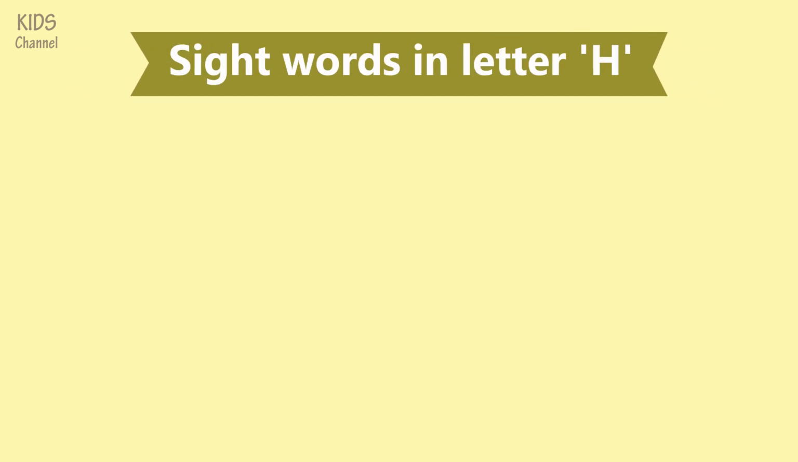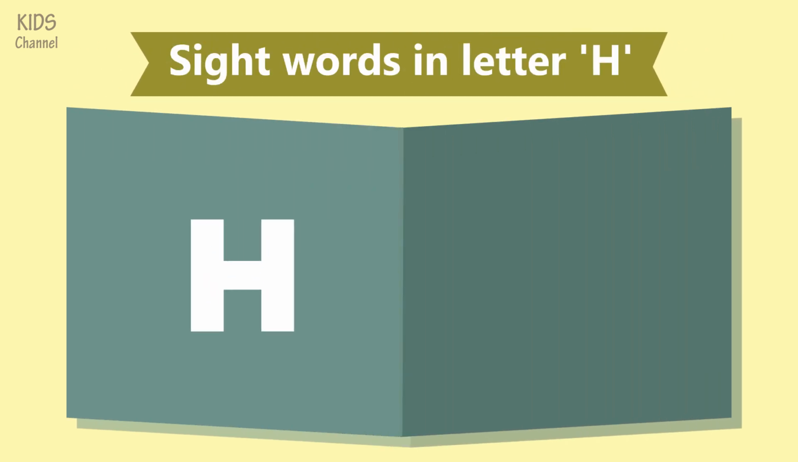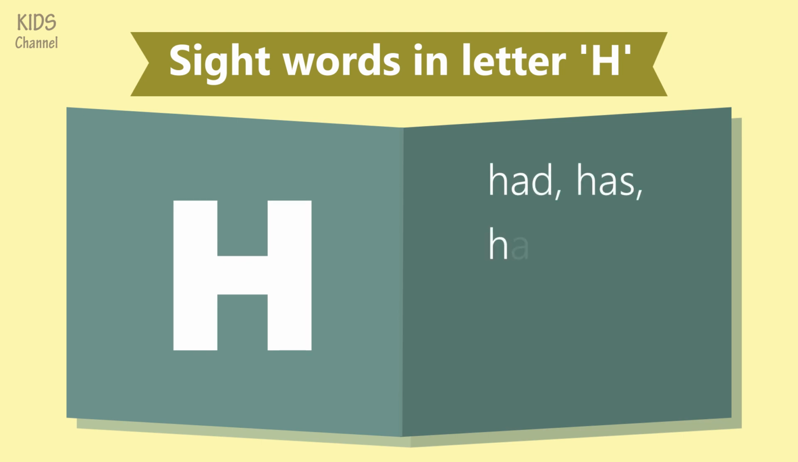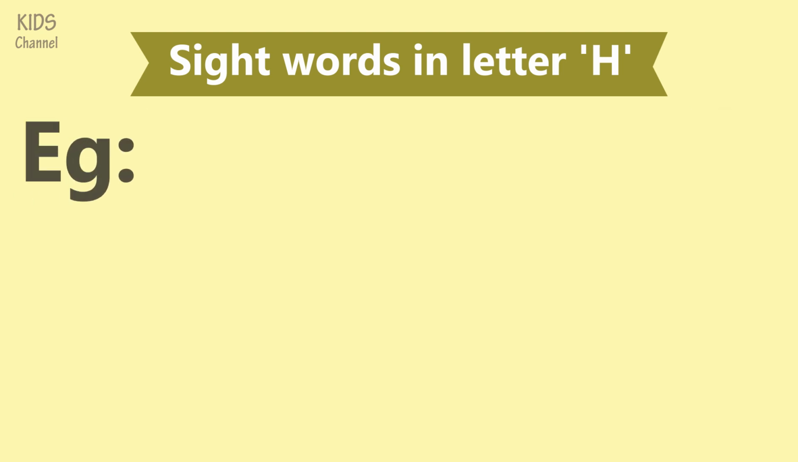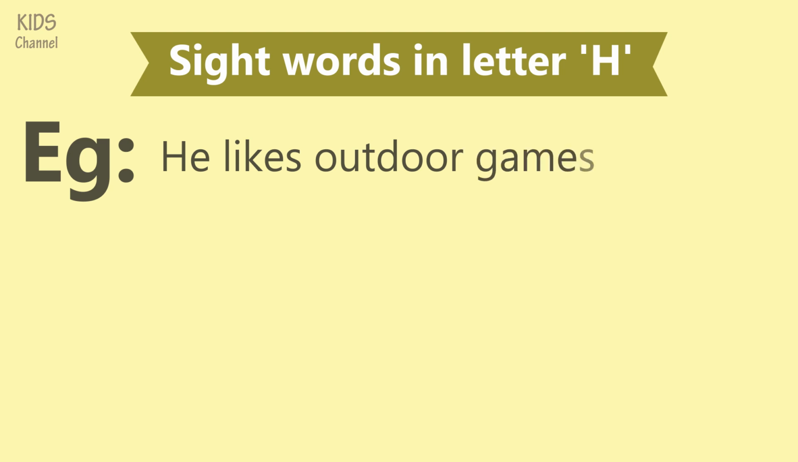Sight words in letter H. Had, has, have, her, he, how, him, his. With few examples, we'll identify the sight words in letter H. Example 1. He likes outdoor games. Here, he is the sight word in letter H.